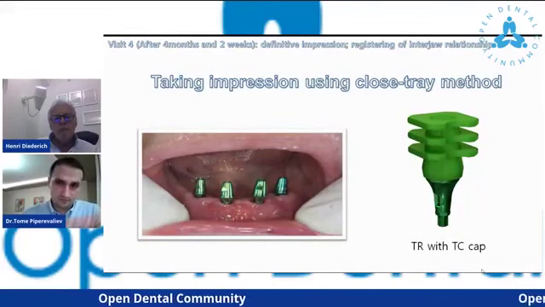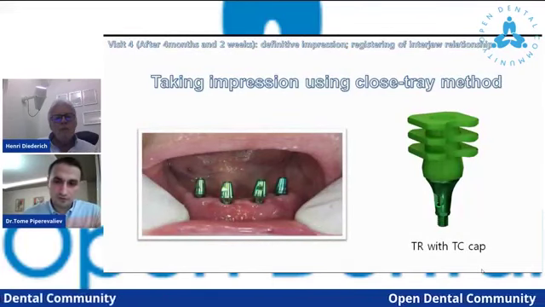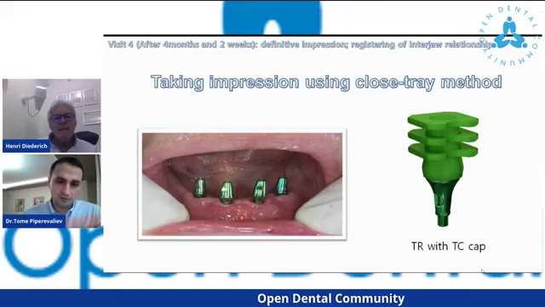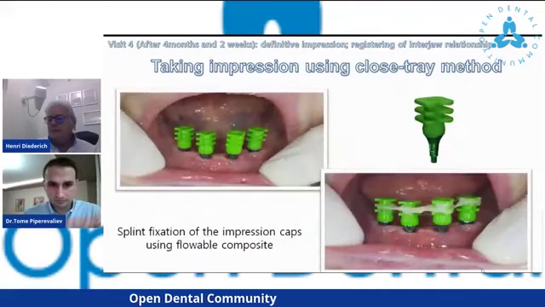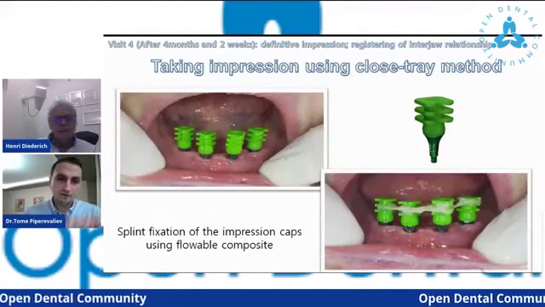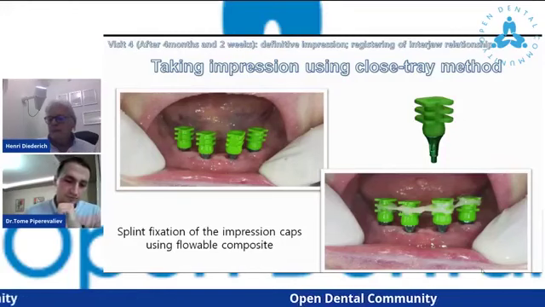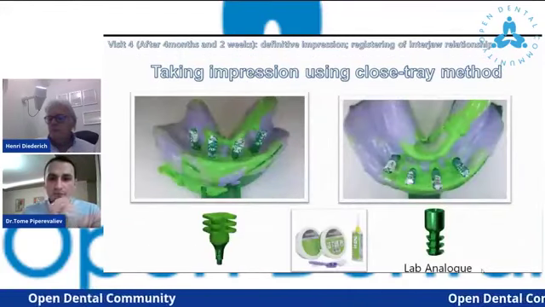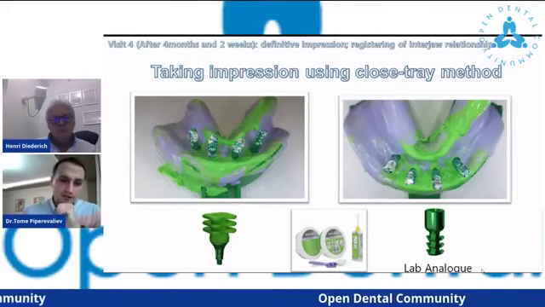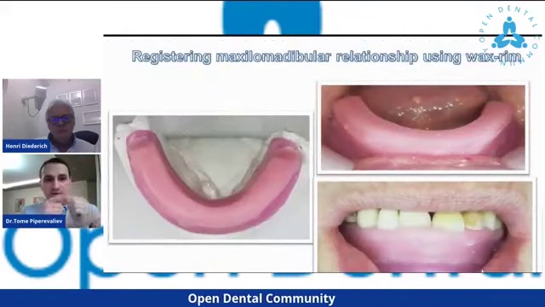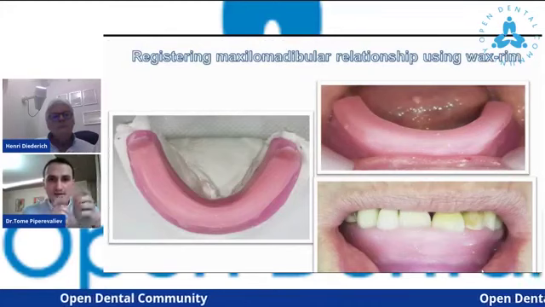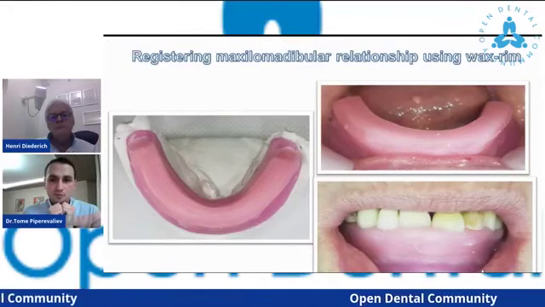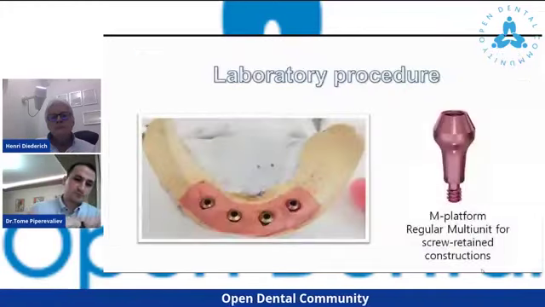We used transfers for the closed tray method with plastic caps. Here they are connected with flowable composite. And here we can see the final impression with the analogs. In the same visit, we are registering the maxillomandibular relationship with wax rim.